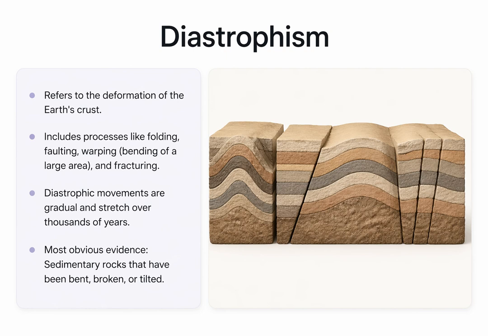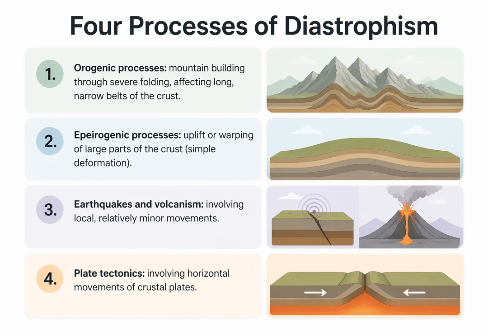The most obvious evidence of diastrophism is found in sedimentary rocks. When we see these horizontal layers bent, broken, or tilted at steep angles, we know diastrophic forces have been at work. All processes that move, elevate, or build up portions of the Earth's crust fall under diastrophism. We can categorize these into four main processes.